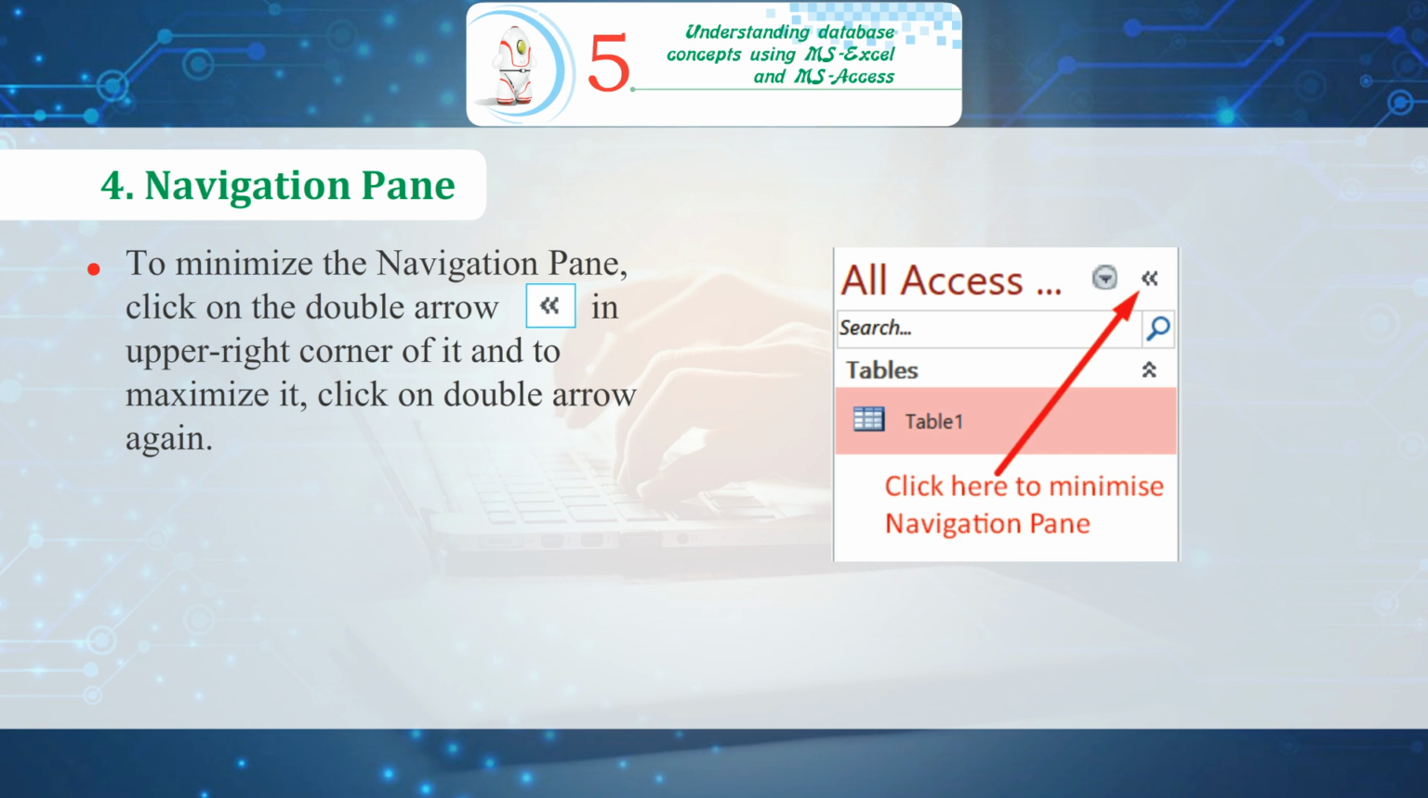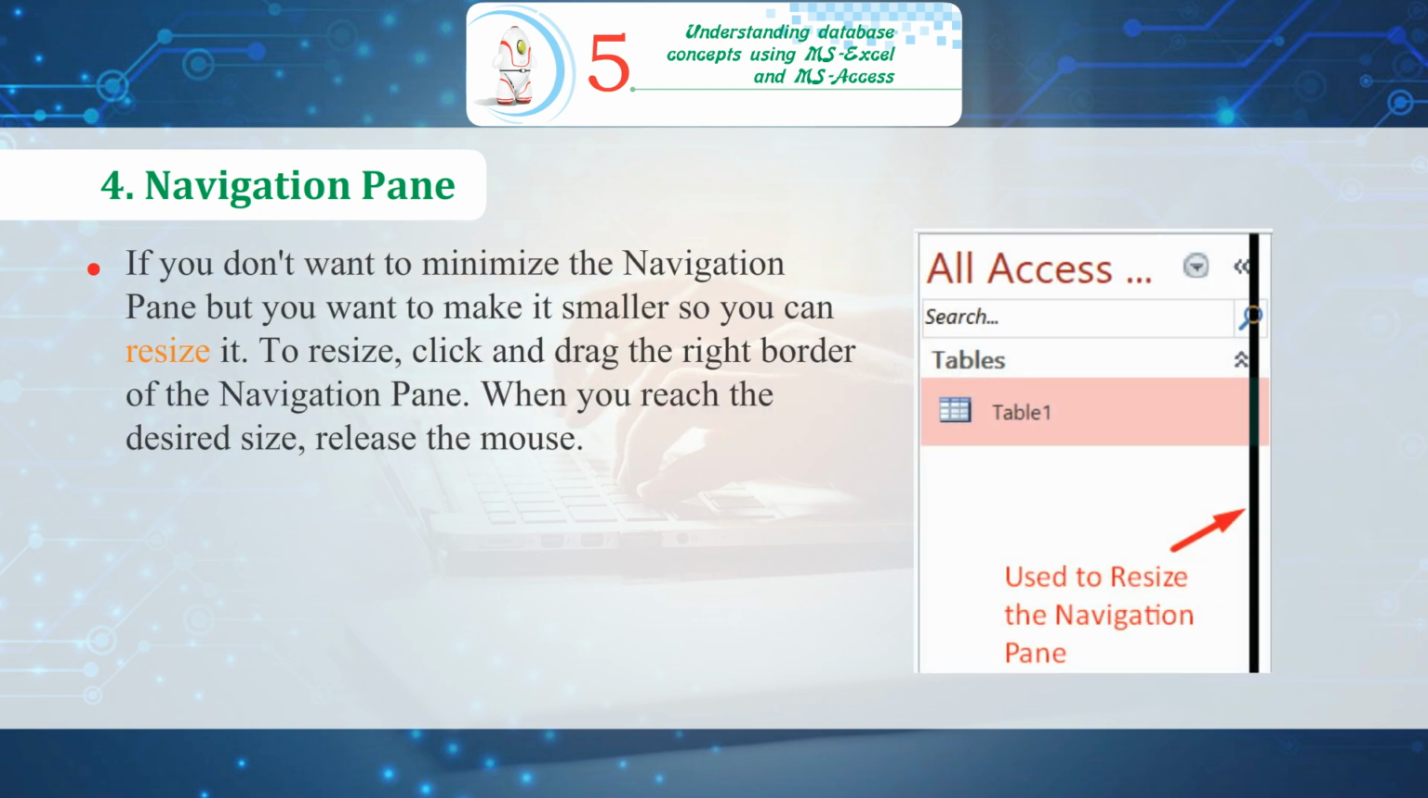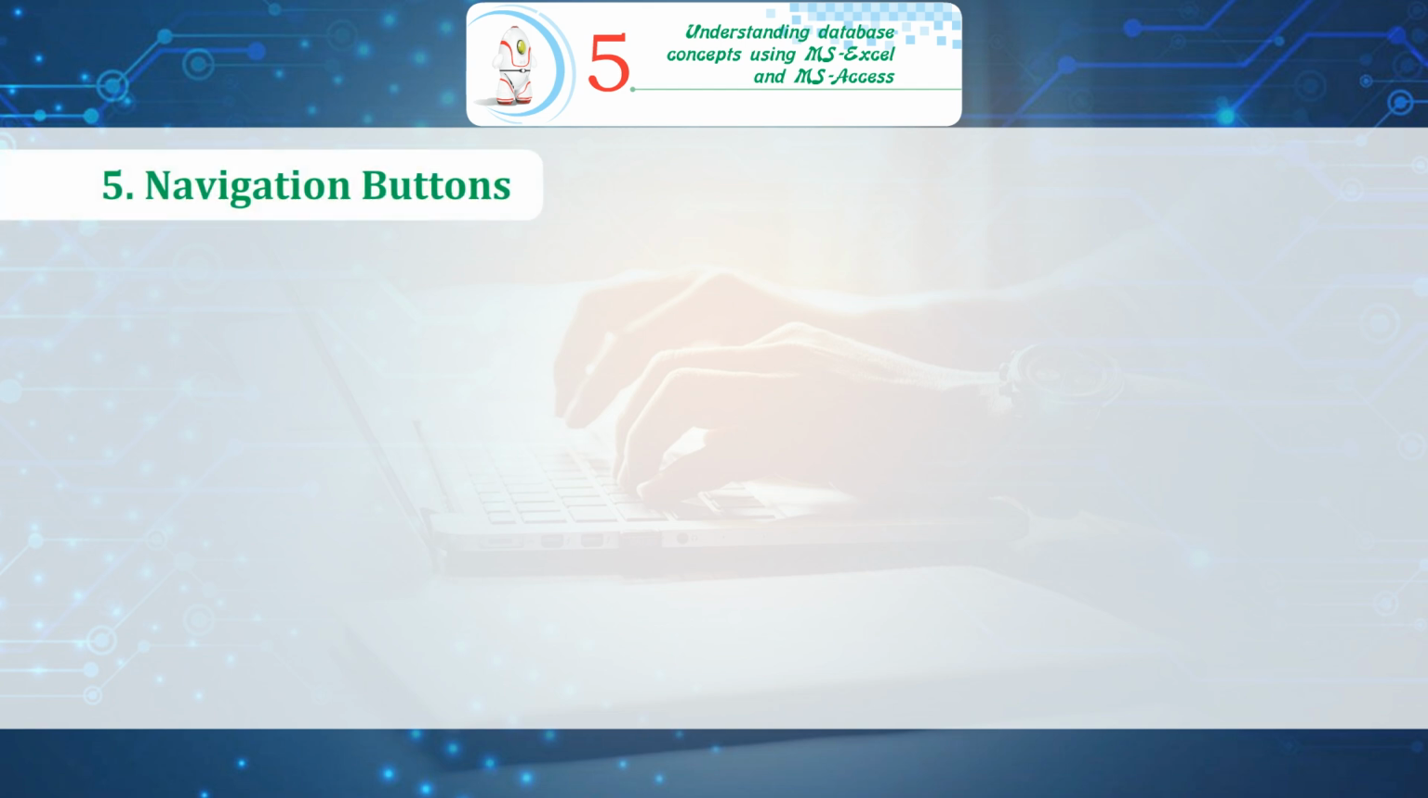To minimize the navigation pane, click on the double arrow in the upper right corner of it, and to maximize it, click on the double arrow again. If you don't want to minimize the navigation pane, but you want to make it smaller, you can resize it. To resize, click and drag the right border of the navigation pane. When you reach the desired size, release the mouse.